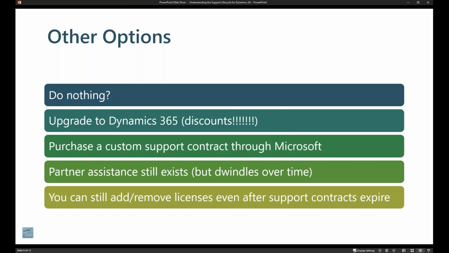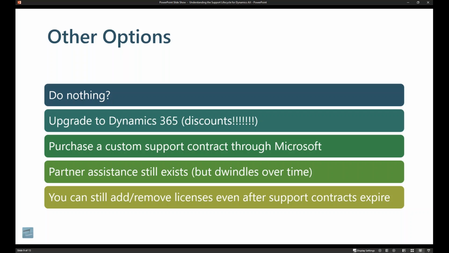You can also purchase custom support contracts through Microsoft. Don't expect those to be cheap though. They are going to be extraordinarily expensive, but it is an option. So if you are an extremely large organization and you know that the risk of changing platforms exceeds what that cost could be, obviously we can talk with Microsoft and come up with some type of a custom support contract that's specific to your organization.